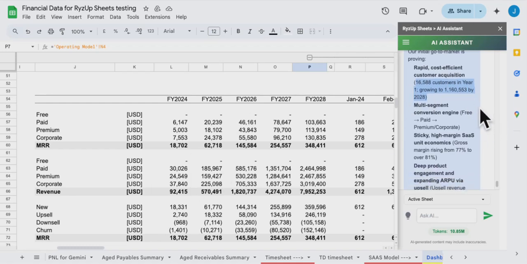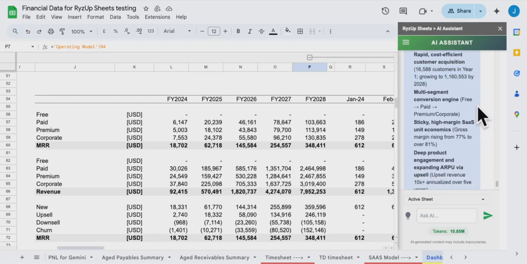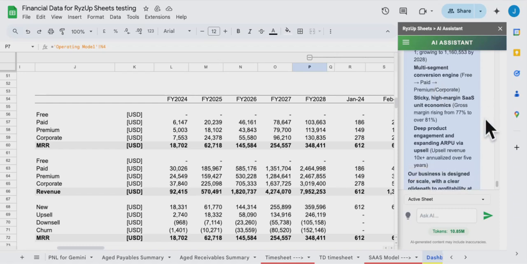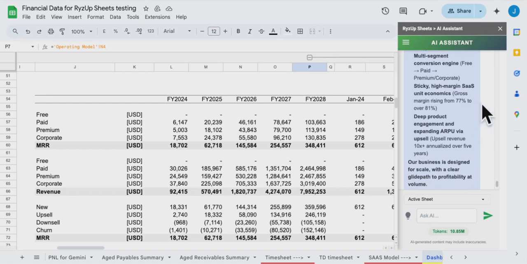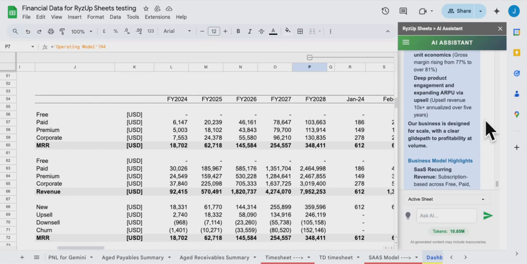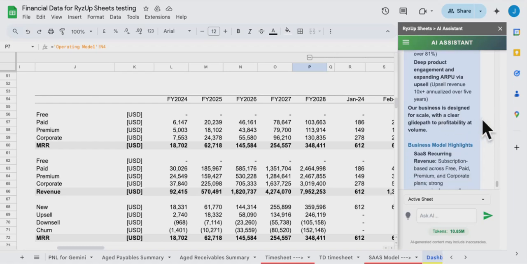It talks about multi-segment conversion engine, which is a good thing, which is effectively the marketing or sales funnel from free to paid to premium and corporate. It talks about the sticky, high-margin SaaS business unit economics, deep product engagement and expanding ARPU, or average revenue per user. And it concludes by saying our business is designed for scale with a clear glide path to profitability at volume.